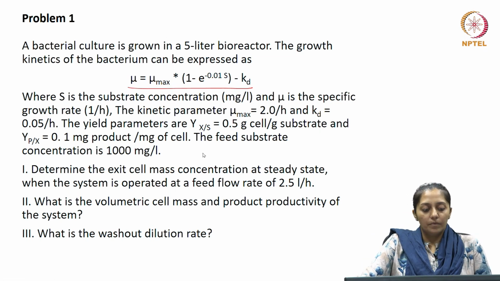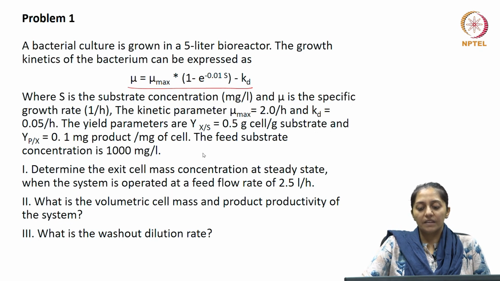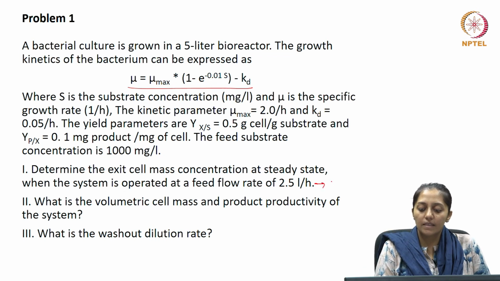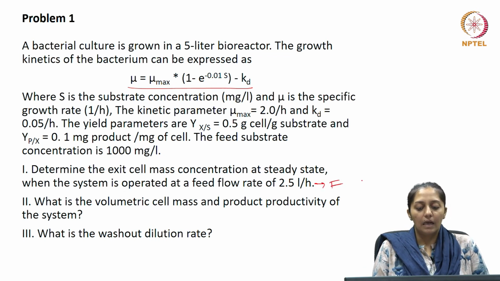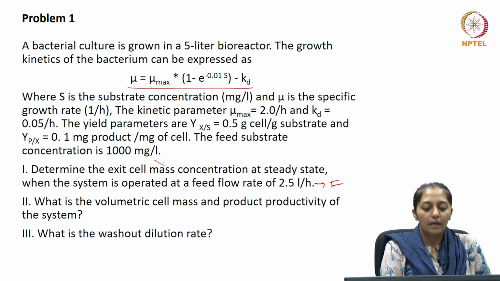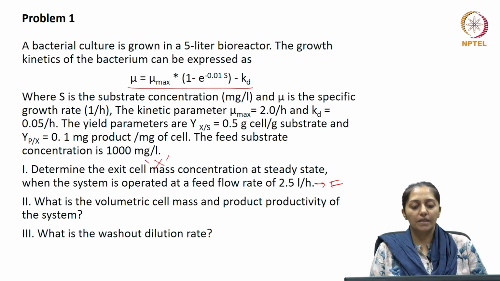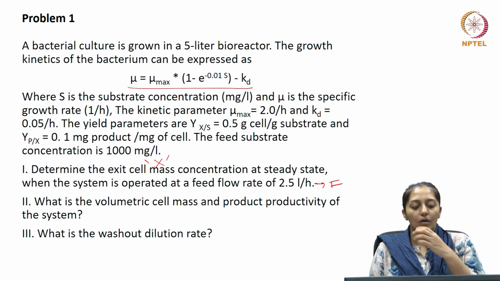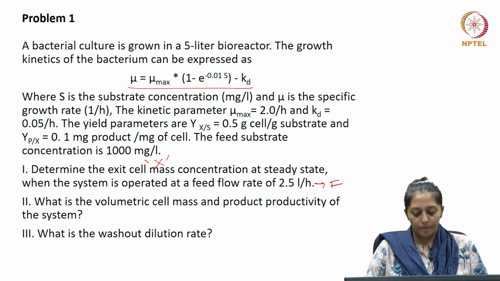Okay, let's see the first part. Determine the exit cell mass concentration at steady state when the system is operated at a feed flow rate of 2.5 liter per hour. So what is given to us is F, and we need to determine the X, which is the biomass concentration inside the reactor in the CSTR, what is exiting out.